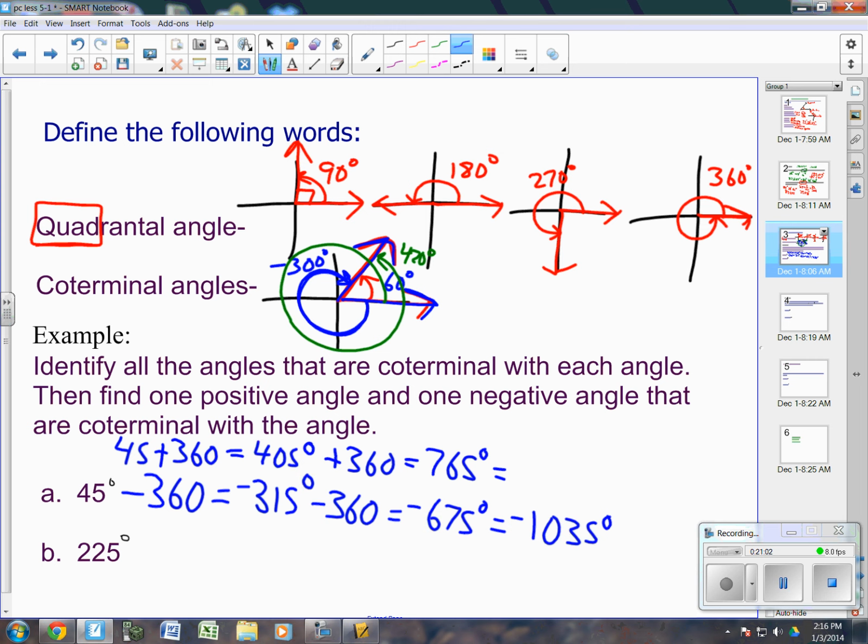I shouldn't put equals right here. I should put arrows. Sorry. 1125? So you added 360 to 765, right? All you have to do is add 360, subtract 360.